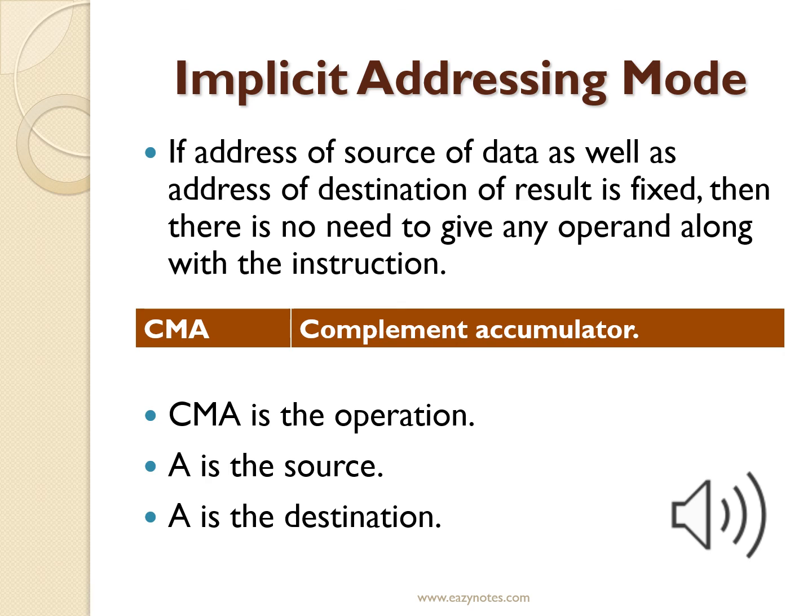Implicit addressing mode. In implicit or implied addressing mode, the operand is hidden and the data to be operated is available in the instruction itself. If address of source of data as well as address of destination of the result is fixed, then there is no need to give any operand along with the instruction. Example, CMA, complement accumulator. Here, CMA is the operation, A is the source, and A is also the destination.